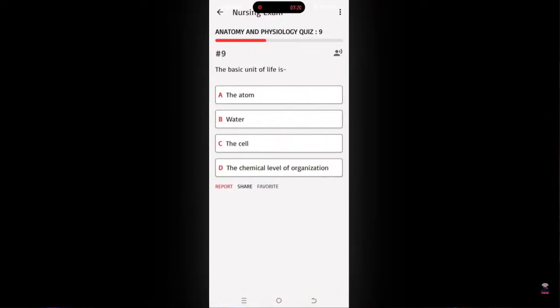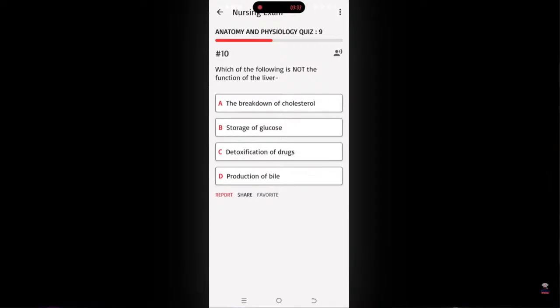The basic unit of life is: A. The atom. B. Water. C. The cell. D. The chemical level of organization. Correct answer. Which of the following is not the function of the liver? A. The breakdown of cholesterol. B. Storage of glucose. C. Detoxification of drugs. D. Production of bile.